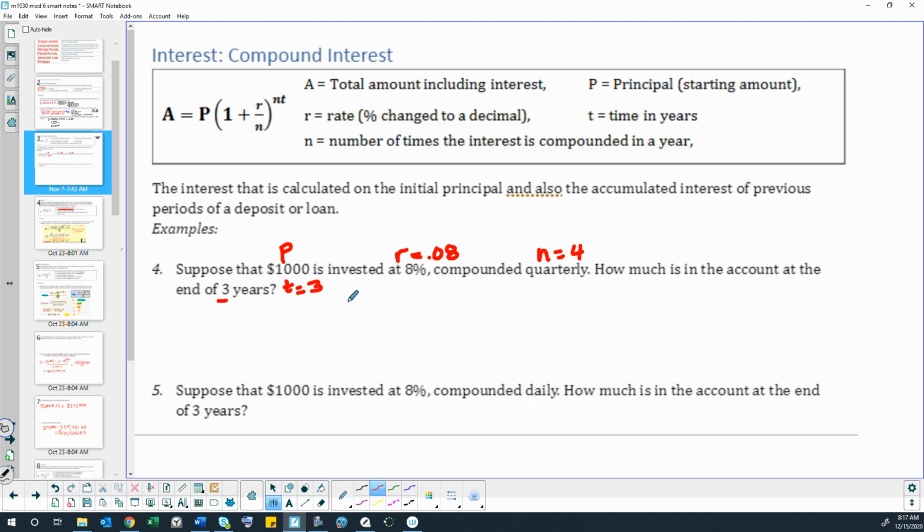All right, let's plug everything into our formula. The amount we're going to have, including interest, at the end of these 3 years is 1,000 times 1 plus 0.08 over 4, and then that's to the 4 times 3 power, the NT power. So your power is 12. Be very careful when typing this into a calculator. You want to make sure you use lots of parentheses. In fact, I would insert parentheses right here, or just type in a 12 to begin with.